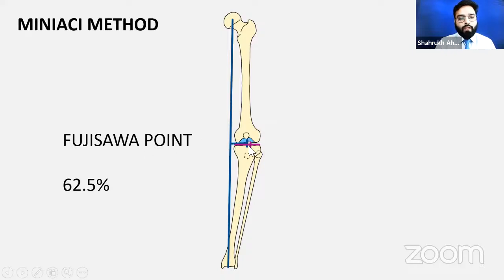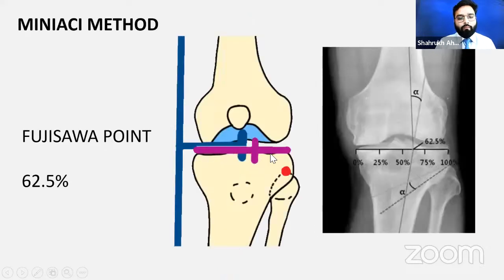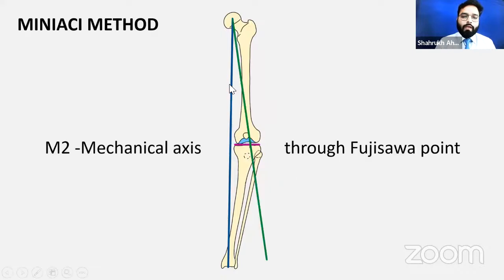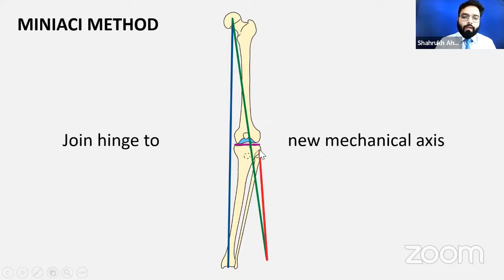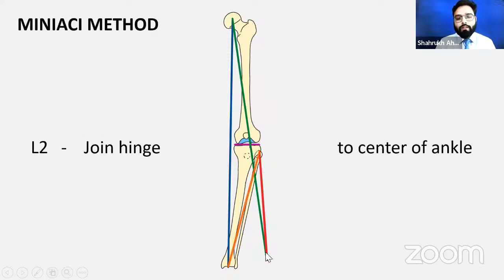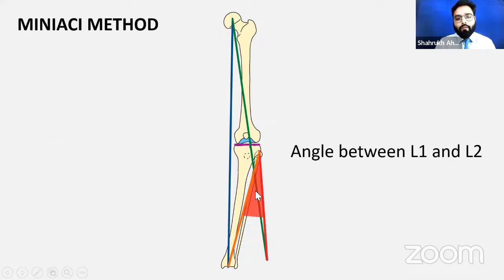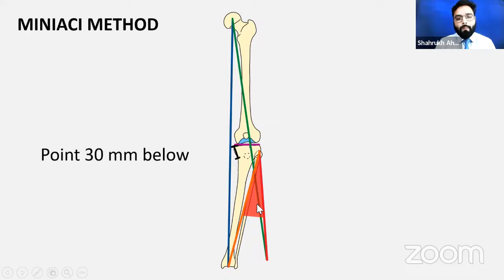Then we mark the Fujisawa point, which is 62.5% from the medial tibial plateau. The hinge is placed at the tip of the fibula or the fibular joint. Another mechanical axis, which is the future proposed mechanical axis, is drawn through the Fujisawa point, and a line is drawn which connects the hinge to the new mechanical axis. Another line is drawn which connects the hinge to the center of the ankle, and the angle between these two lines is the correction angle.